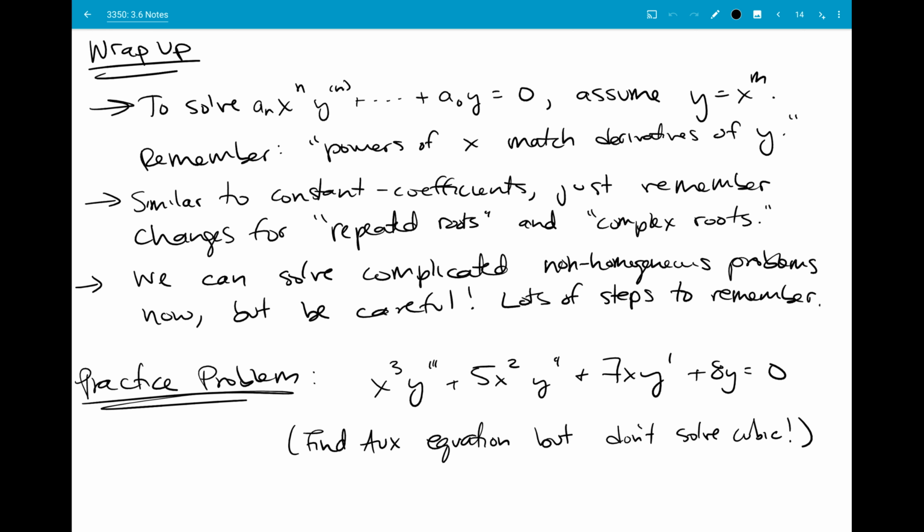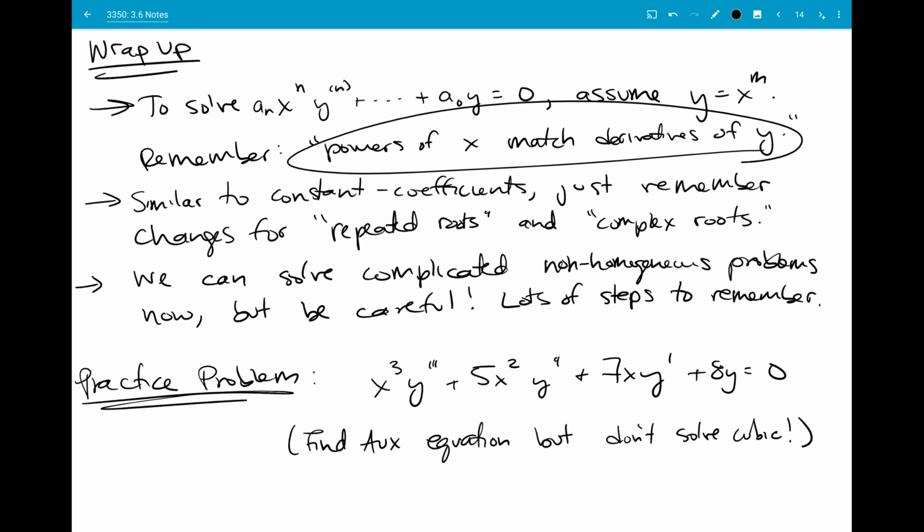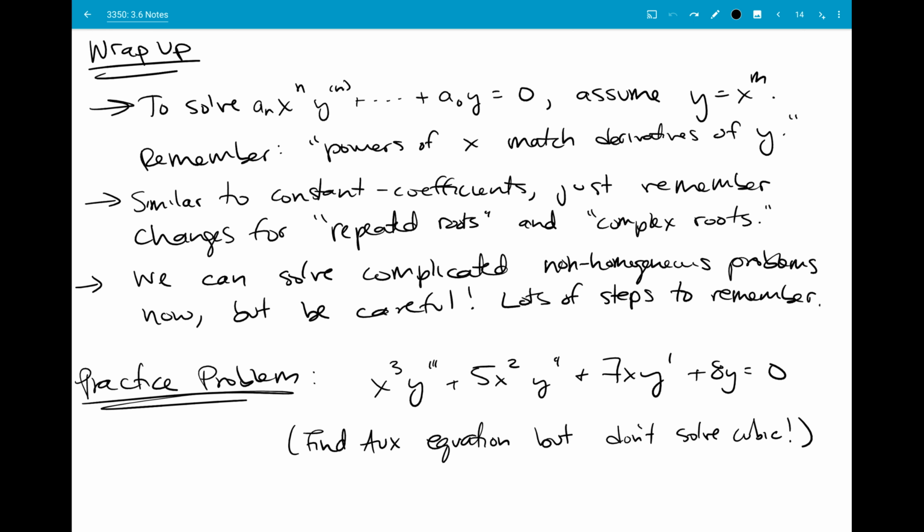So the wrap up here, I tried to summarize what I think we did. I said we're solving this type of equation, and the phrase to remember so that you can identify that problem is you just think powers of x should match derivatives of y. So you should have x squared y double prime, x y prime, and so on. I said it's really similar to constant coefficients. You just have to remember the special changes we make for the functions that you add on for repeated roots and complex roots.